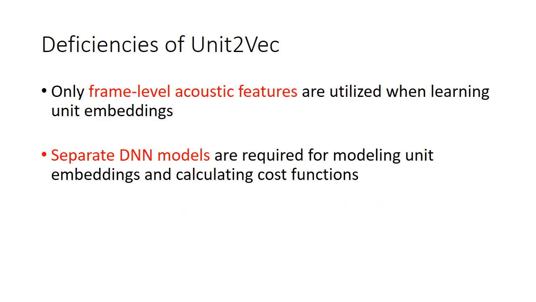However, the method still has two deficiencies. First, the unit vectors are only learned from frame-level acoustic features. The duration and context characteristics of units are ignored. Second, a separate DL model is required to model the unit embeddings for target cost calculation.